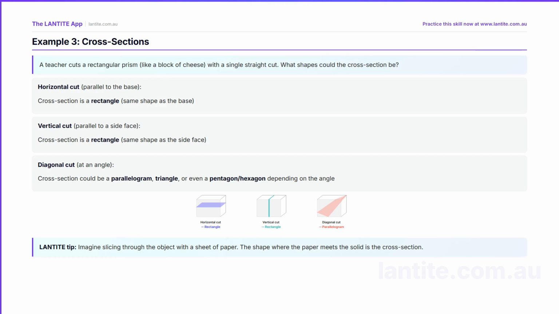But if you cut at an angle, the cross-section could be a parallelogram, a triangle, or even a pentagon or hexagon, depending on the exact angle. The key idea is to imagine sliding a flat sheet of paper through the object. Where the paper meets the solid, that is your cross-section.